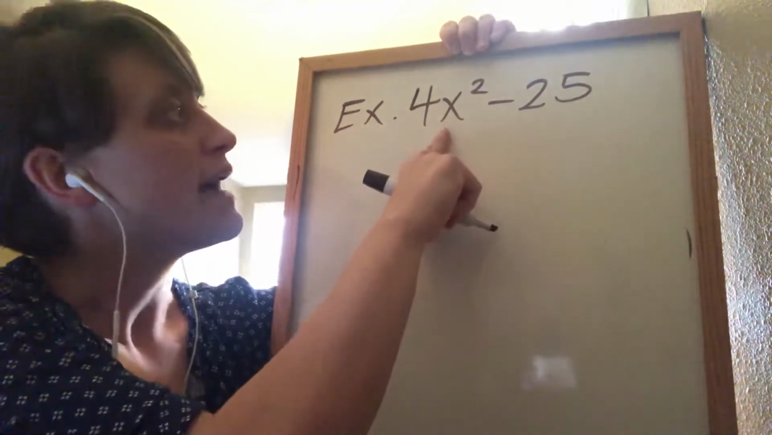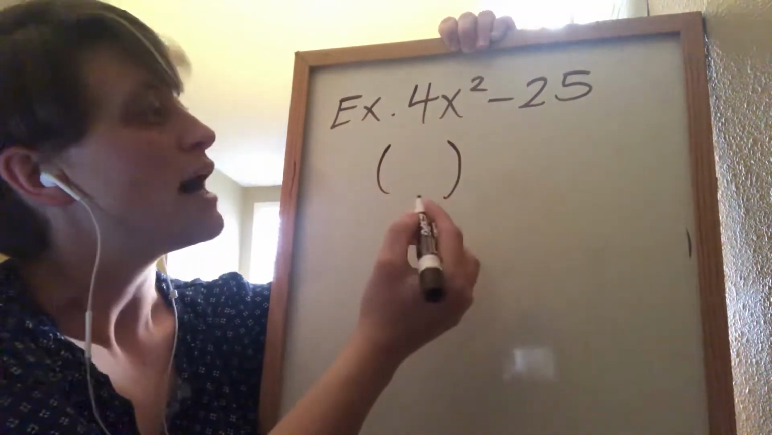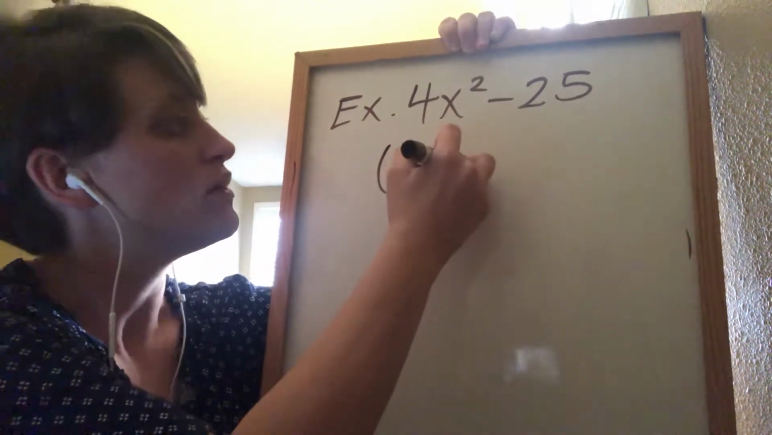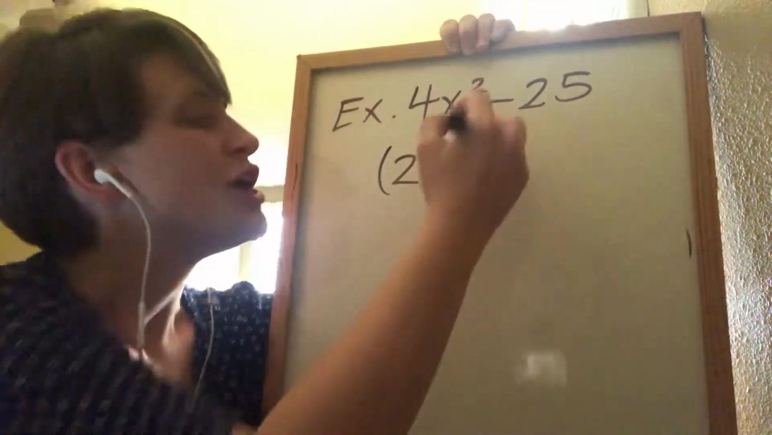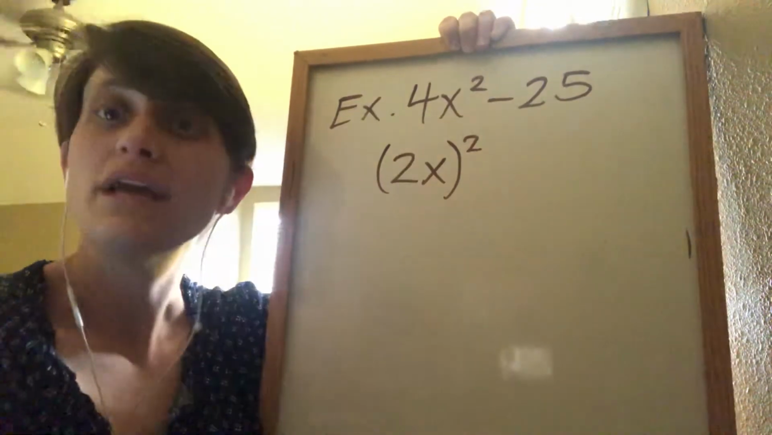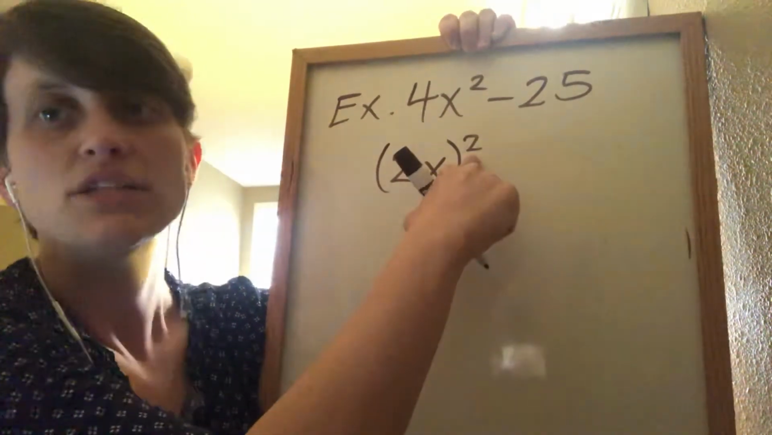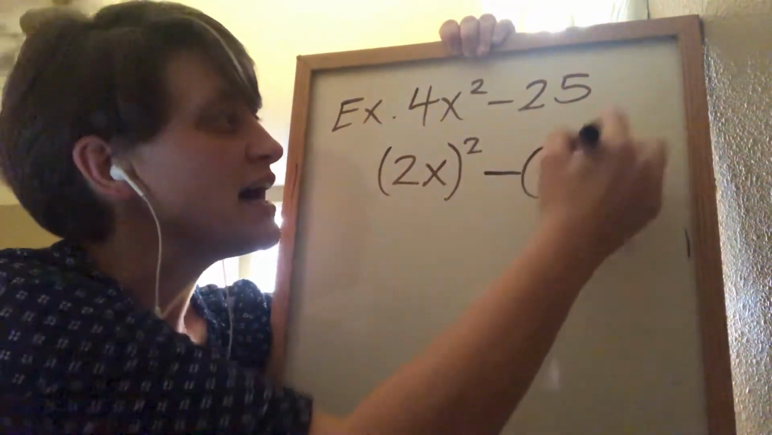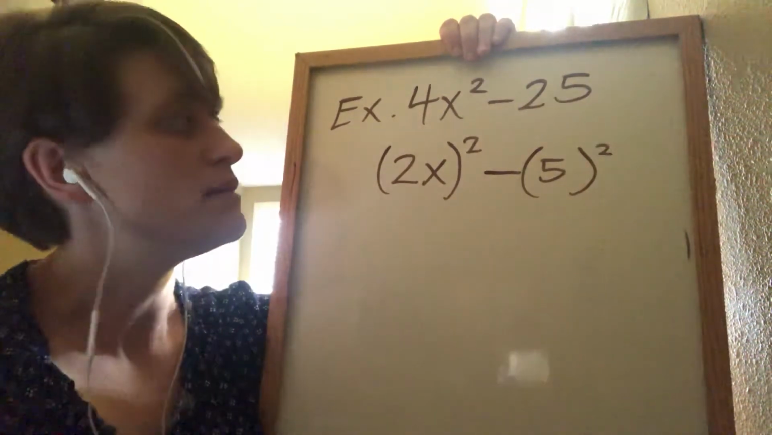So 4x squared, using our rules of exponents, we know that 4 is 2 squared, and x squared is just x being squared. So if we square the expression 2x, we get 4x squared. So 4x squared is 2x being squared. And 25 is 5 squared. And there is a difference between them.